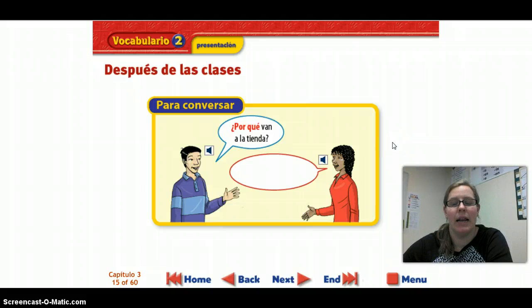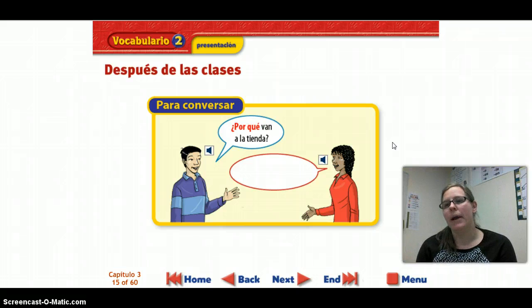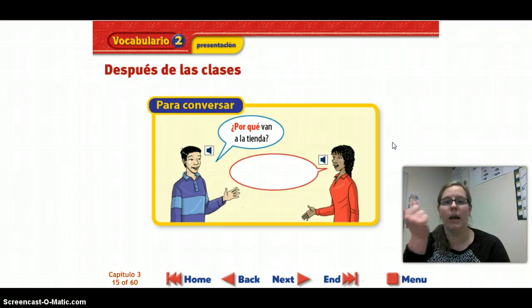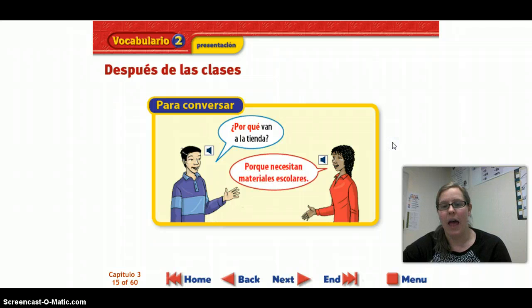¿Por qué van a la tienda? Porque, if we look this up, we might know that it says for what. So for what do they go to the store? Well, that kind of makes sense, but I think a better message would be why do they go to the store? So we can deduce that for what is the same as why. So por qué means why. And the way we say because is also por qué. Because they need school supplies.